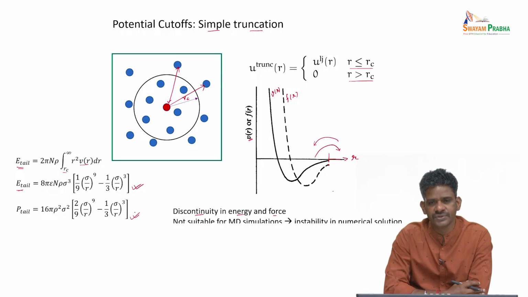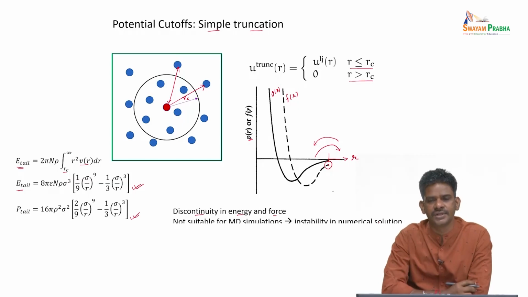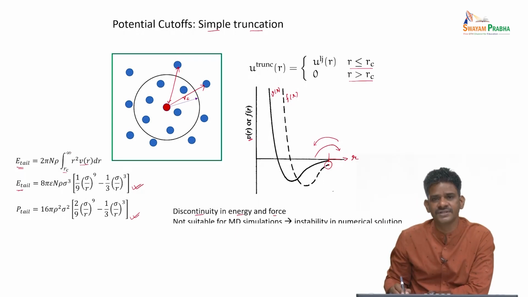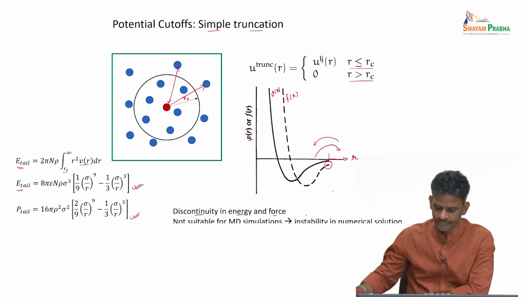But when we try to use this approach, simple truncation in MD simulations, we see that this discontinuity in force causes instability in numerical solution of the equation of motion. So, in MD simulations, simple truncation often leads to a problem in convergence, problem in instability of the simulations. So, such an approach is only applicable for Monte Carlo simulation, not for MD simulations. So, what is the next thing we can do?